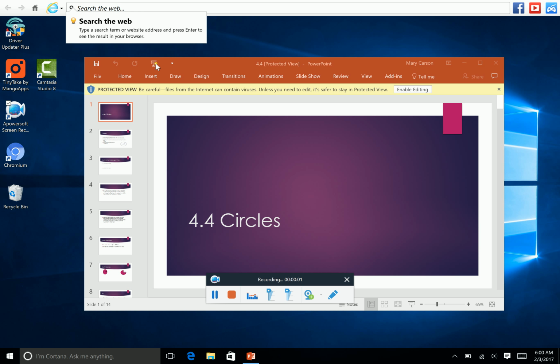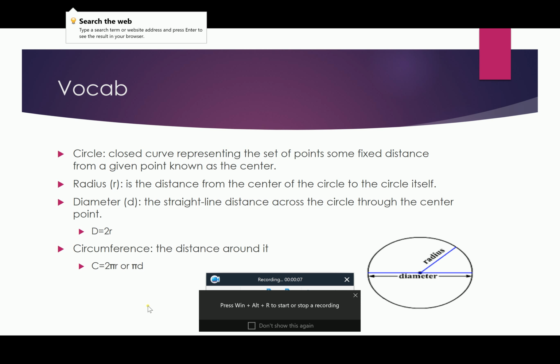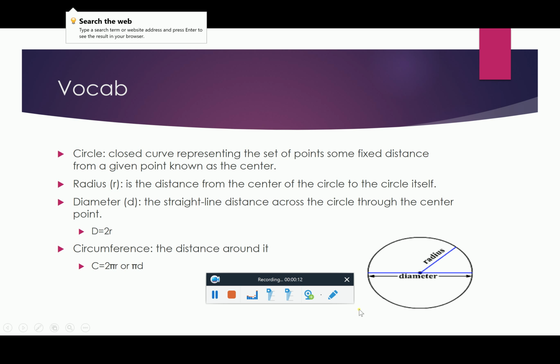All right, so we're going to go over 4.4, which is circles. Circles look like this. A set of points around a curve. Your radius is half the distance across your circle, and 2 radius make up a diameter.